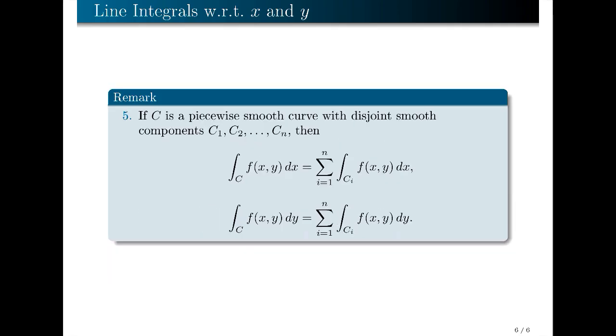Finally, if c is not necessarily smooth, but a piecewise smooth curve with disjoint smooth components c1, c2 up to cn, then the line integral of f of xy dx along c is just the sum of the line integrals of f of xy dx along the smooth curves c1, c2 up to cn.